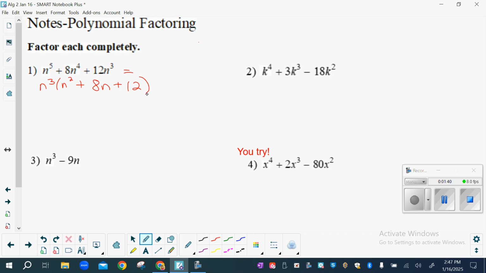Makes sense. Questions on that? There's another part to it. Okay, so are we done factoring? No. Inside there can factor again. It's a quadratic. How do we factor that? X. Yes. So what multiplies to 12 and adds to 8?